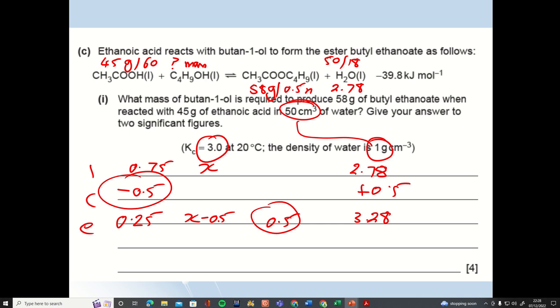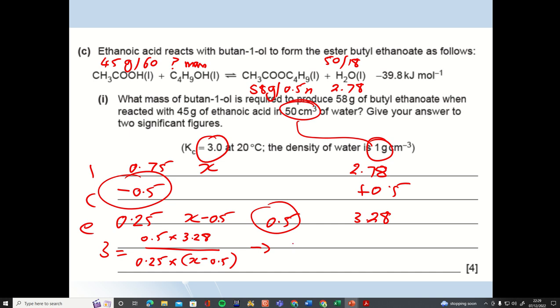Now, as I said earlier, we don't need volume to get concentration, because the moles on the left are equal to the moles on the right. So my Kc expression would read 3 equals 0.5 multiplied by 3.28, that's the top line, divided by 0.25 multiplied by my x minus 0.5. That's just my Kc, subbing in everything that I know at the minute.